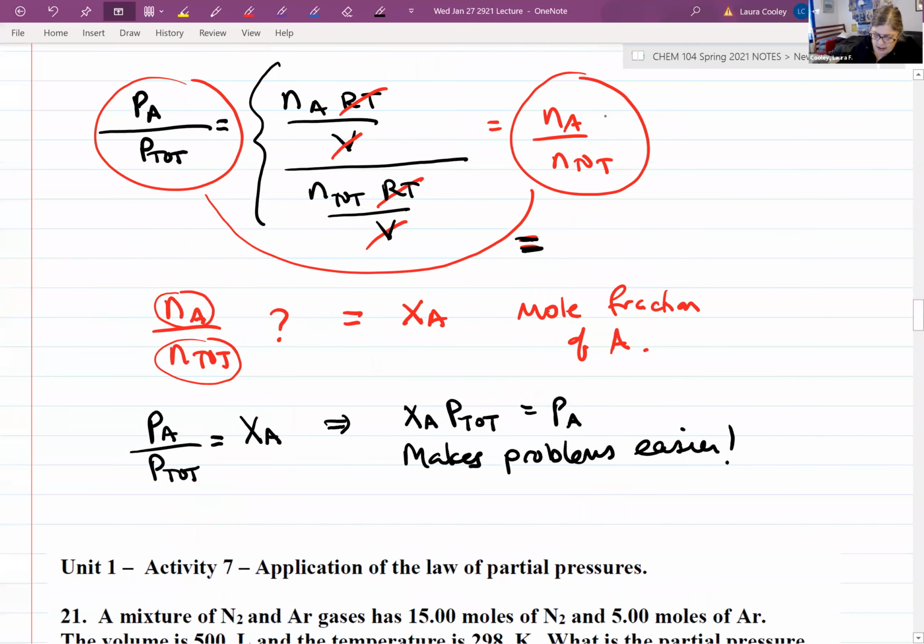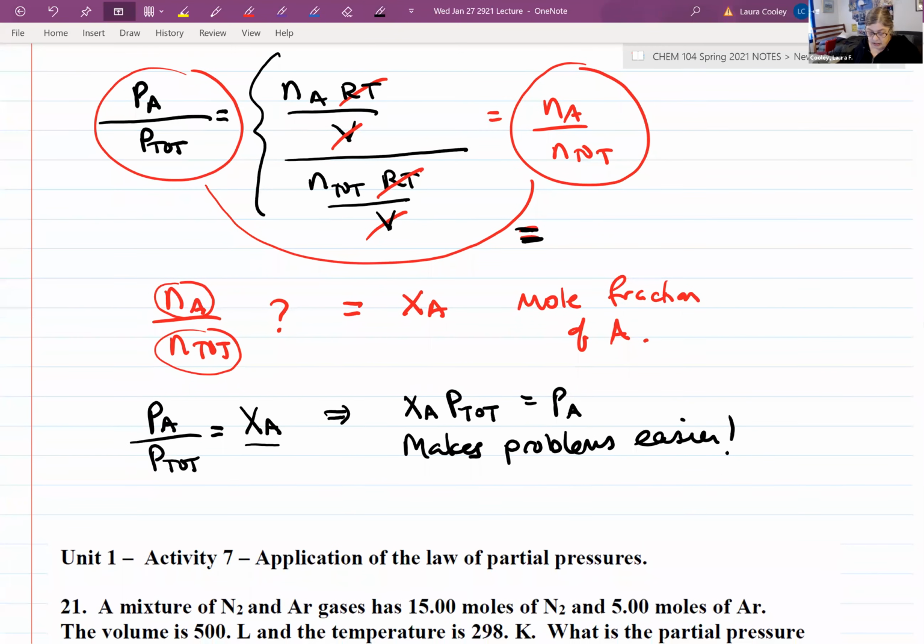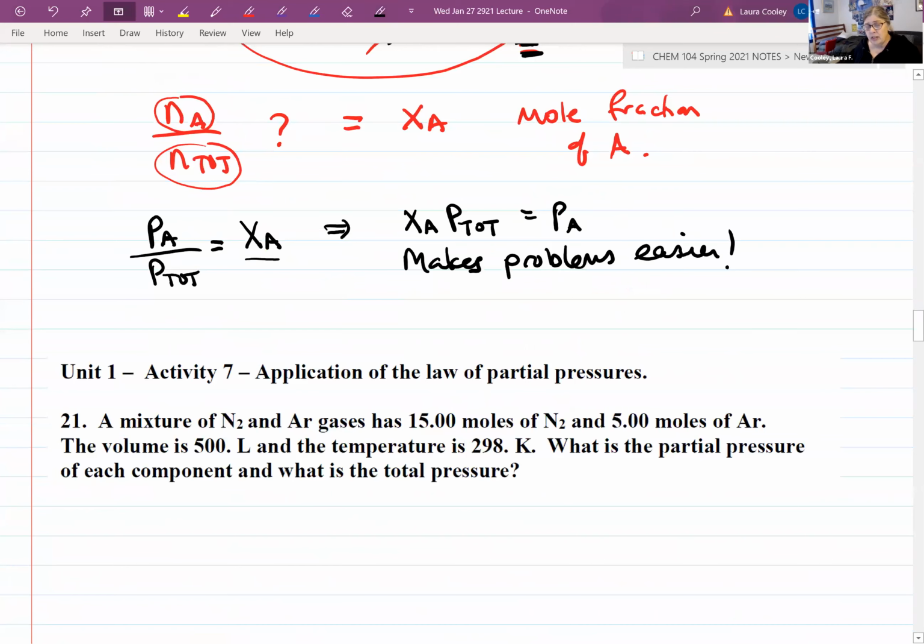So since we have this formula, PA over P total is NA over N total, and NA over N total, well, that's just the fraction of moles that's A. So that means that the pressure ratio of A to total pressure is just the mole fraction of A. So the fraction of the pressure that's due to A is equal to the mole fraction of A. Okay? Does that make it a little better? Yes, thank you. All right, okay. So let me go and do this problem now.